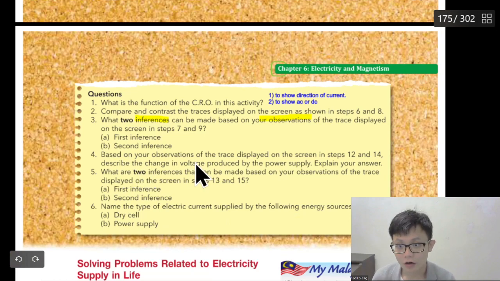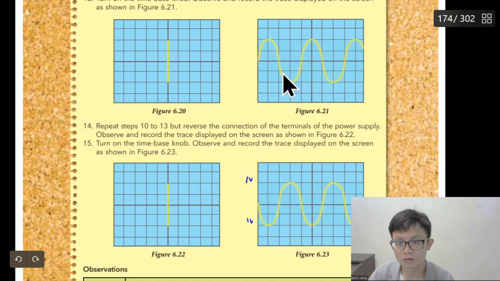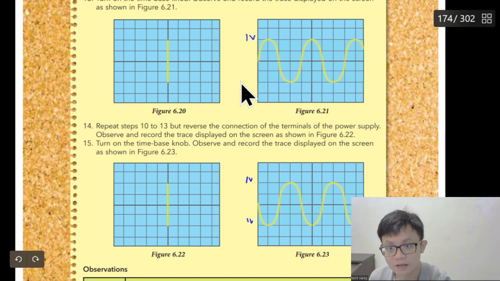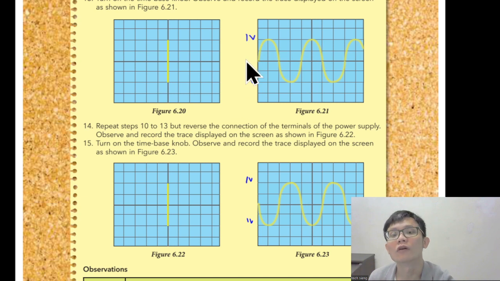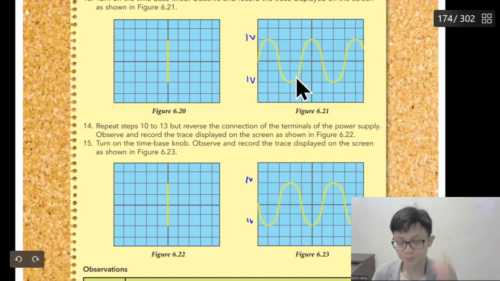Based on your observation, the trace displayed on step 12 and 14, describe the change in voltage produced by the power supply. Explain your answer. So we can see from here, let's say here is 1 watt, here is 1 watt. Should I put negative 1 watt? I don't think I should put negative. Okay, let's say I put 1 watt and 1 watt.